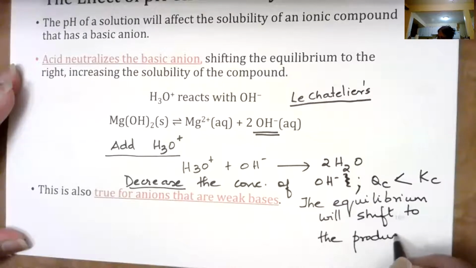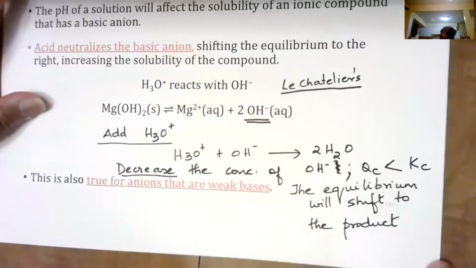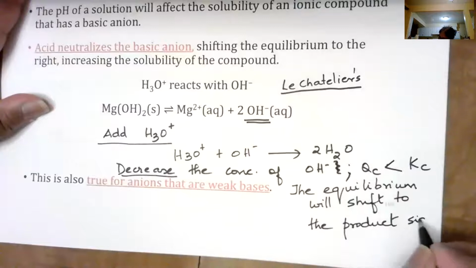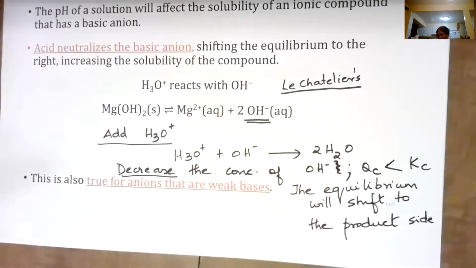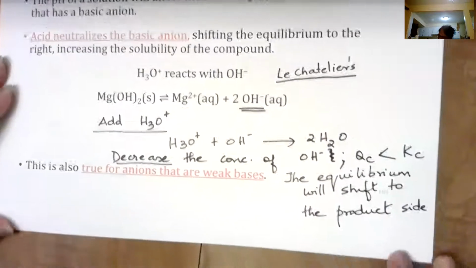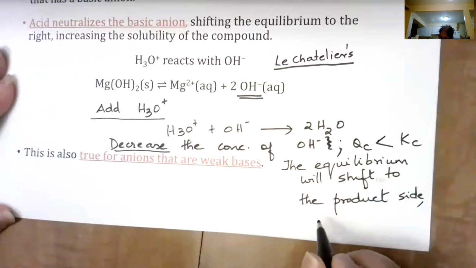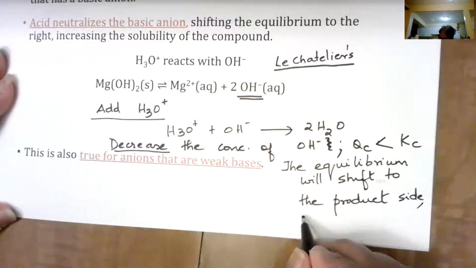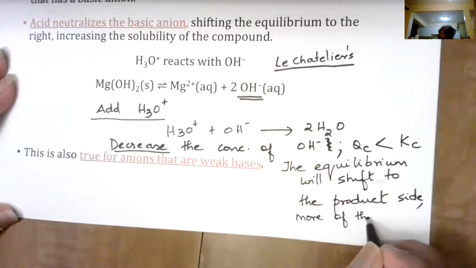Remember, you added phenolphthalein and things like that. If you go back to the lab, you will recollect this. Equilibrium will shift to the product side. And what will happen here? We are concerned about solubility. What happens to the solubility? More of the solid will go into solution.